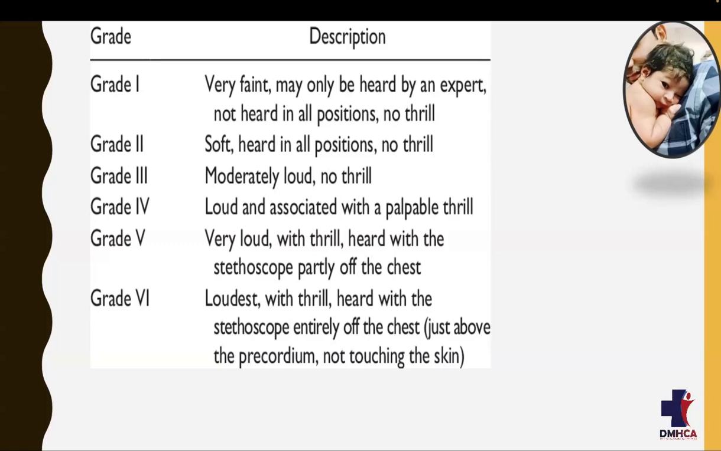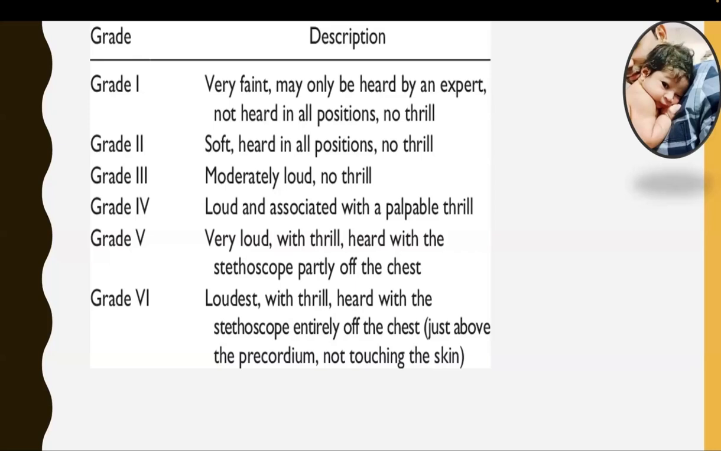A loud murmur with a thrill is grade 4. And a very loud murmur with a thrill is grade 5, and this murmur is heard with the stethoscope partially off the chest. These are two points you need to remember. In a grade 6 murmur, the murmur is heard with the stethoscope entirely off the chest, very, very loud. Okay, so these are the grades of murmur.